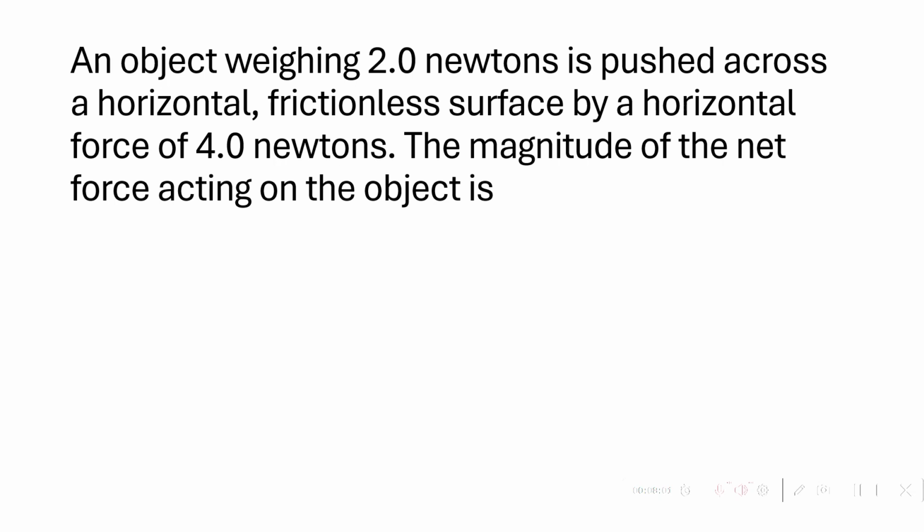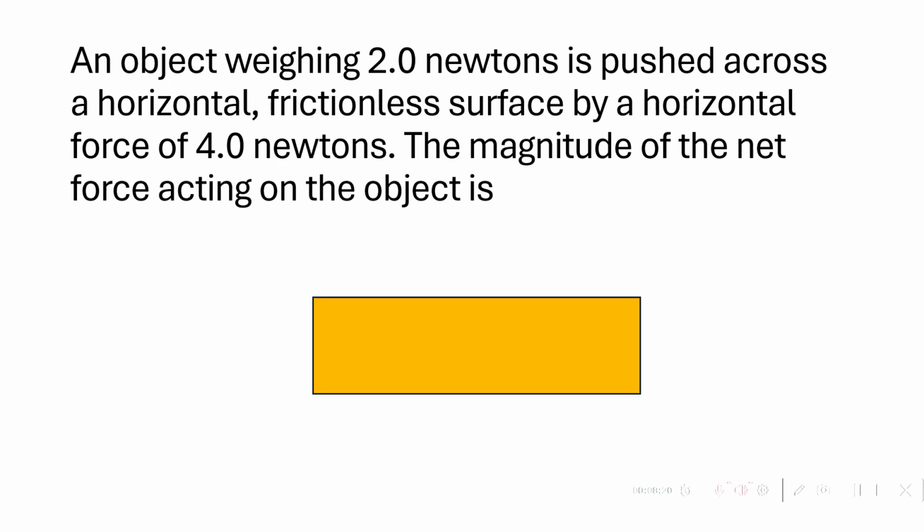So, an object weighing 2.0 newtons is pushed across a horizontal, frictionless surface by a horizontal force of 4 newtons. The magnitude of the net force acting on the object is. So, step 1 should be to draw it, because it's much easier to see what you have here when you draw it. So, when you draw a box, the first thing is you have the weight coming down, 2 newtons. Next, I draw the applied force, 4 newtons.